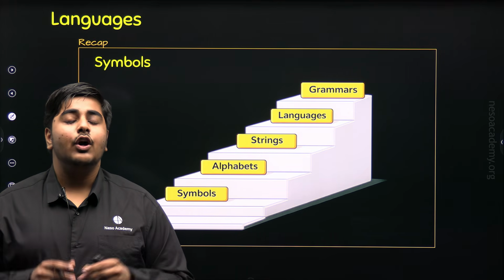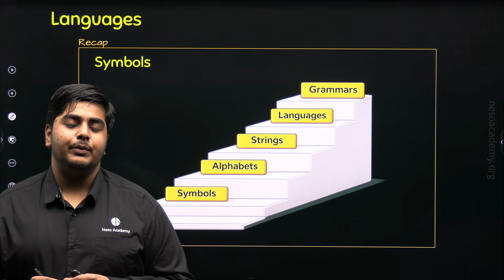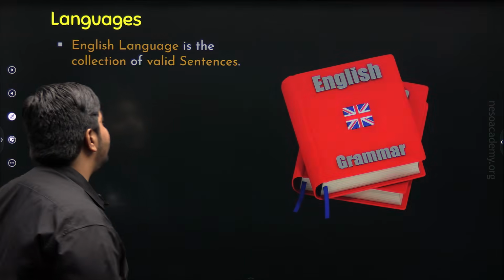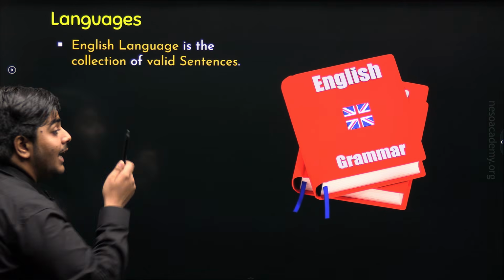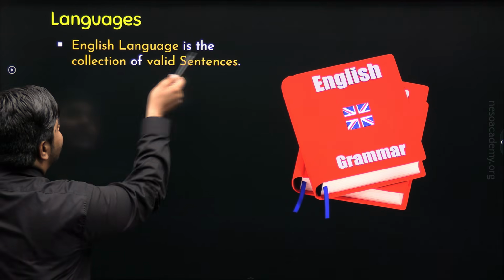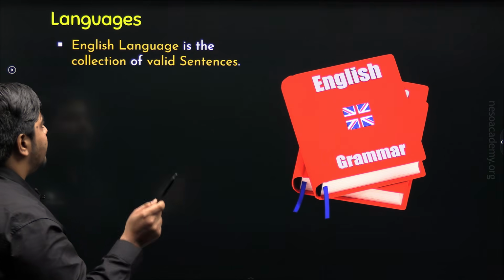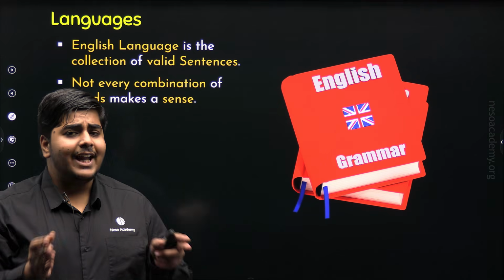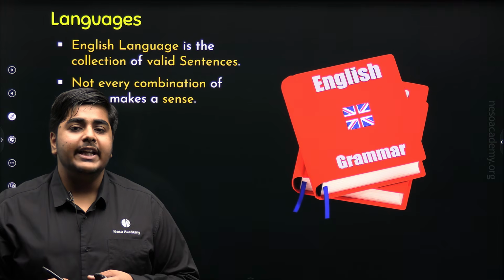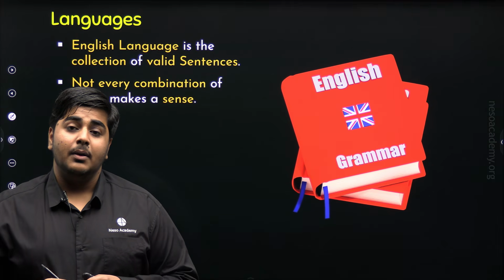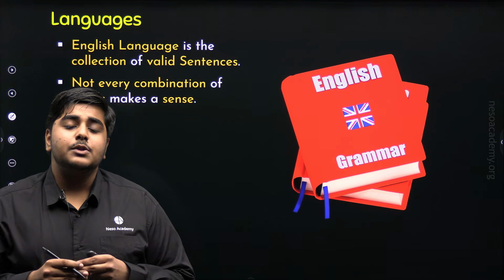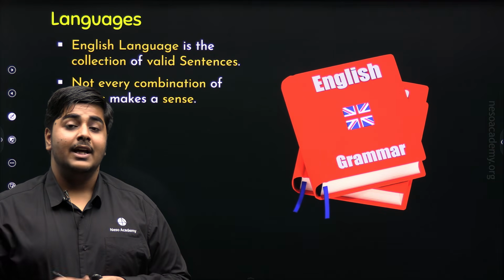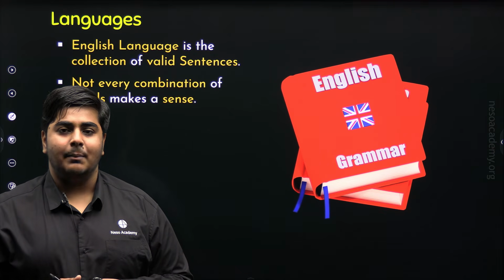So before understanding what are languages in theory of computation, let's first understand what are languages in general. So here I have taken an example of the English language. As we all know, the English language is the collection of valid sentences. That means not every combination of words makes sense. So if I have some words, combining them randomly will not create any sense. But if I combine those words as per the rules and regulations of the English language, it will definitely make sense. Let's understand this in a better way using an example.